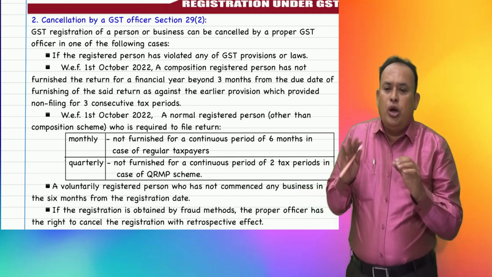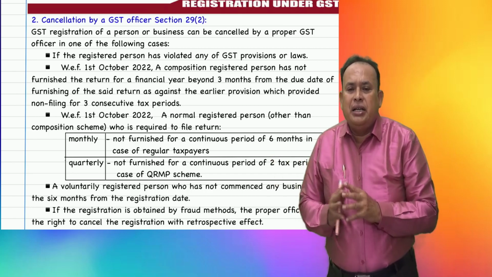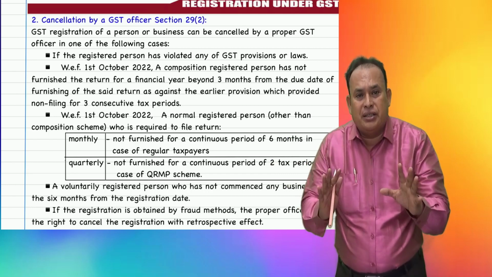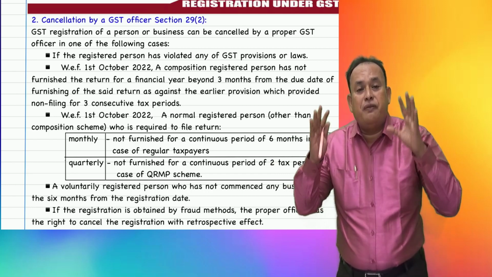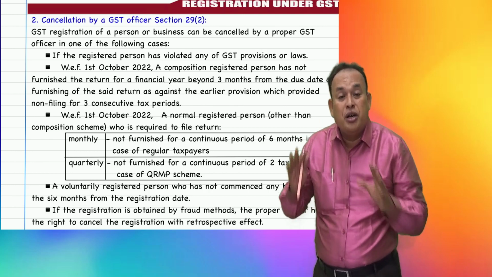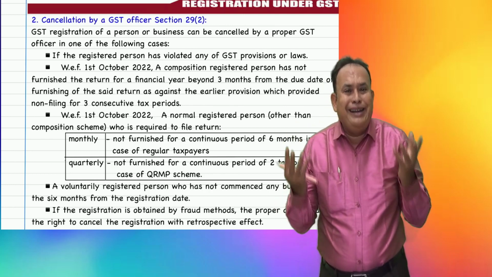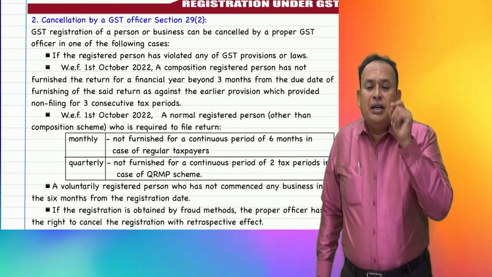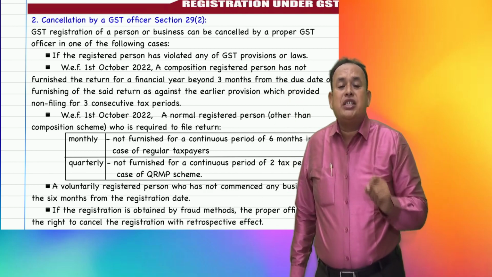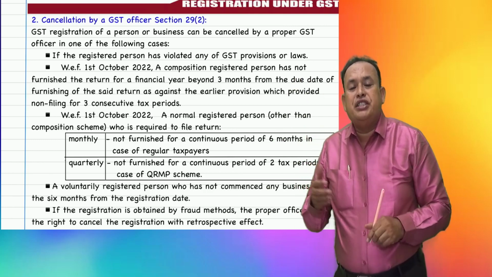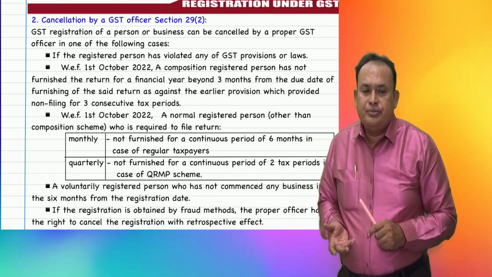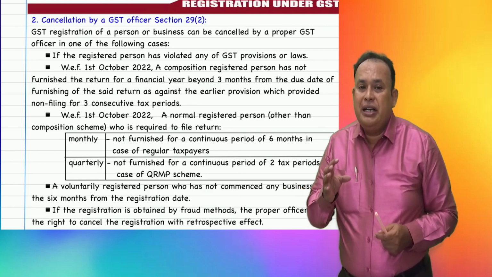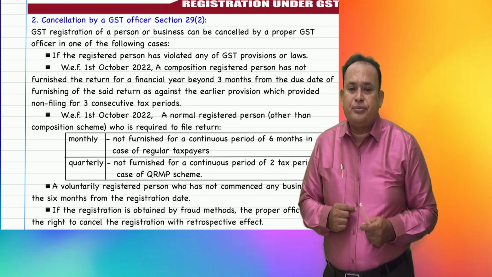Now come back. Look here. Cancellation by a GST officer. Cancellation of registration of a taxpayer by a GST officer under section 29 subsection 2. The list is as follows. If the registered person has violated any of the GST provisions or laws, the department officer can cancel the registration of that particular registered person.